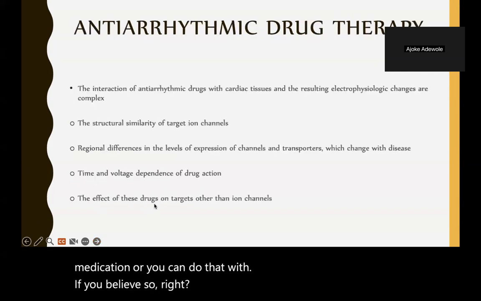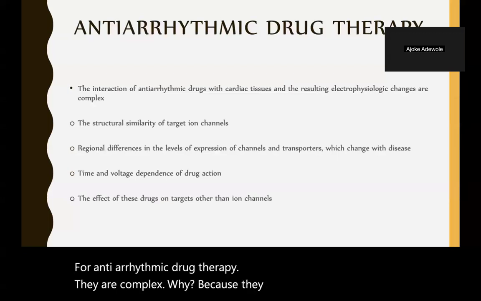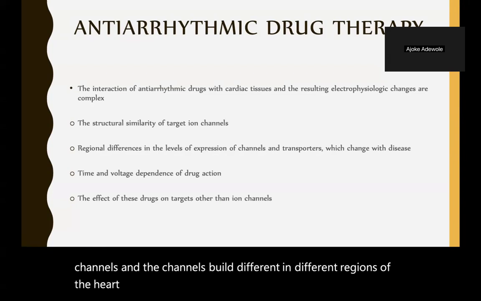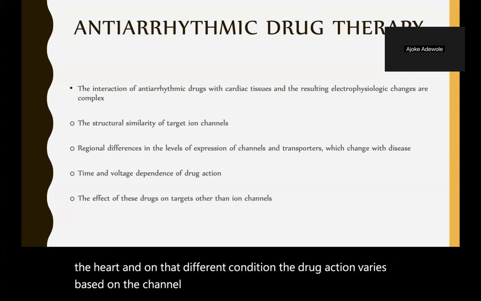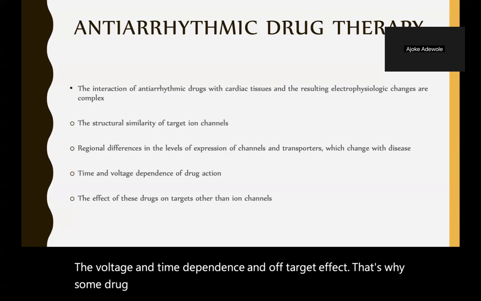For antiarrhythmic drug therapy, they are complex. Why? Because they affect multiple ion channels, and the channels behave differently in different regions of the heart and under different conditions. The drug action varies based on the channel structure, the disease state, the voltage and time dependence, and off-target effects. That's why some drugs work beautifully in one patient and terribly in another patient.